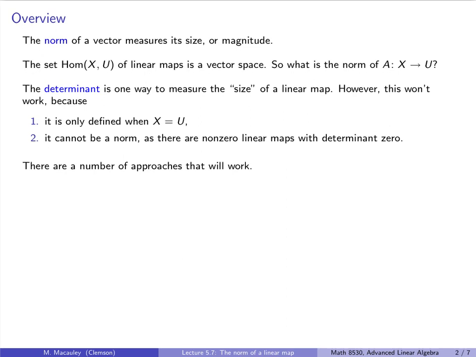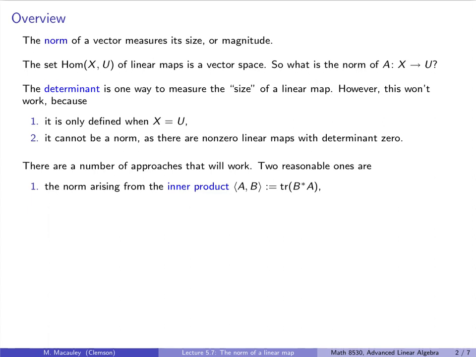However, there are a number of approaches that will work. Let me quickly summarize two natural definitions, and I'll give details about both of these shortly. First of all, there's the norm arising from the inner product, defined by the inner product of A and B is the trace of B star A. Since we are working now with real valued vector spaces, that's just the trace of B transpose A. And I think we talked about this earlier in the class, probably when we talked about traces. But again, more on this shortly.